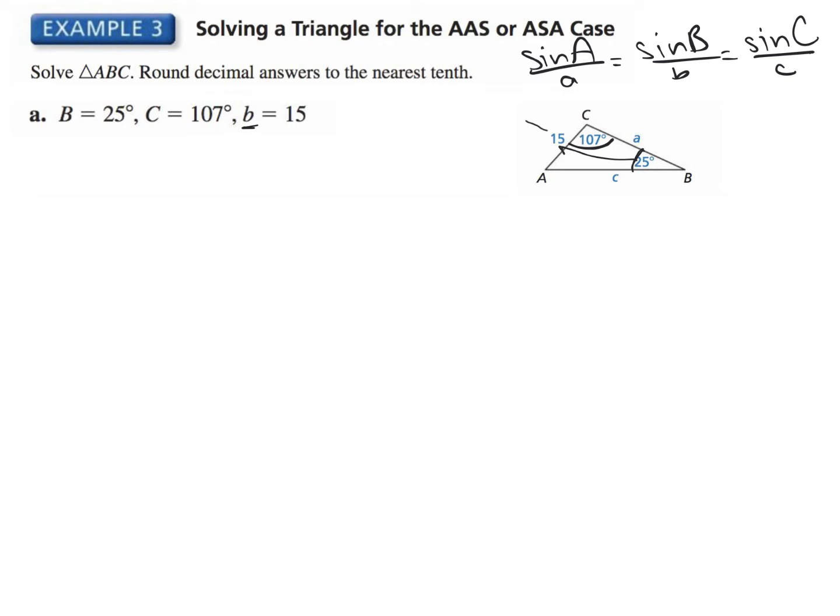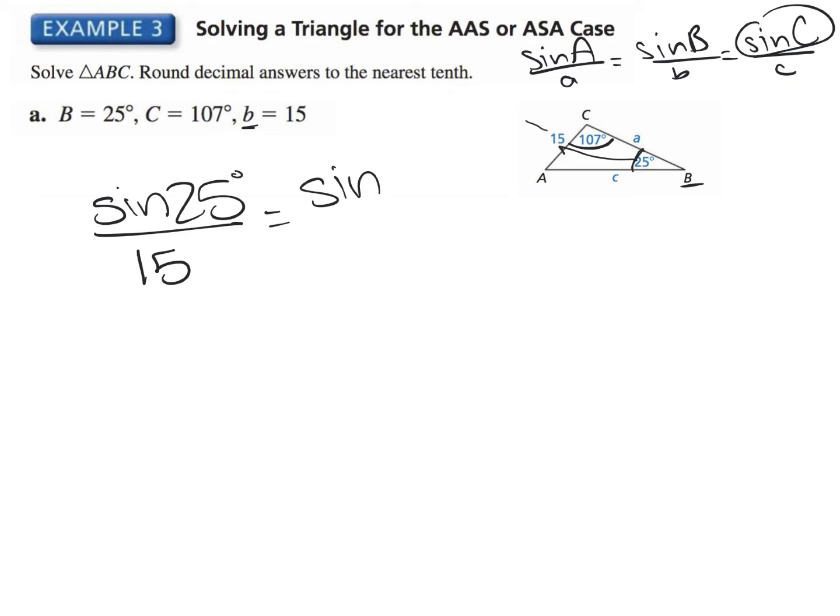In this case, we see that we have 25 degrees for B. So we're going to say sine of 25. What's corresponding with that angle is the side of 15. It's not labeled with any units. And we only know angle C. So you're not going to write sine C, you're going to write sine of 107 over the little c. We're going to be using this proportion to solve for our missing side c.